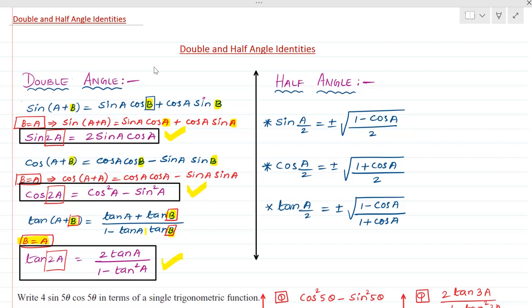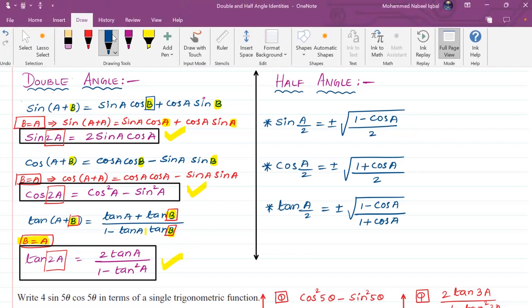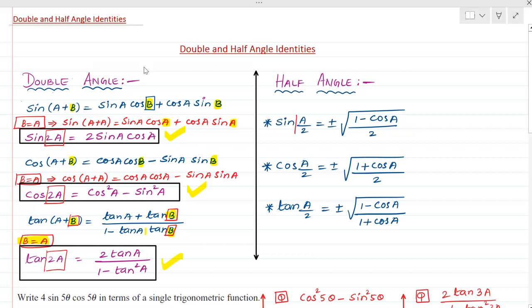And the third one is tan A over 2, the half angle. Tan A over 2 is equal to the square root of 1 minus cosine A over 1 plus cosine A. So we call this the half angle. Why? Because in place of the angle you will find the angle over 2. That's why it is a half angle.